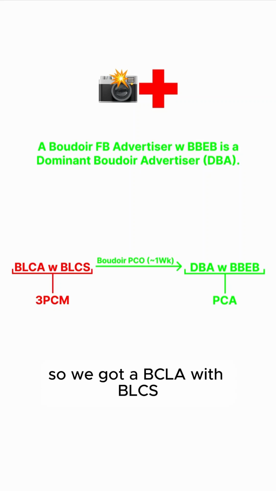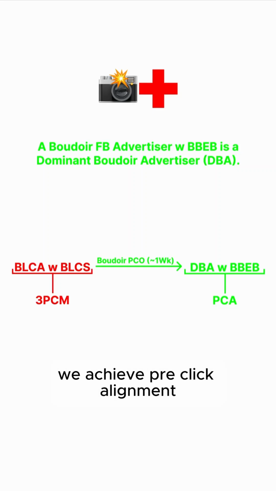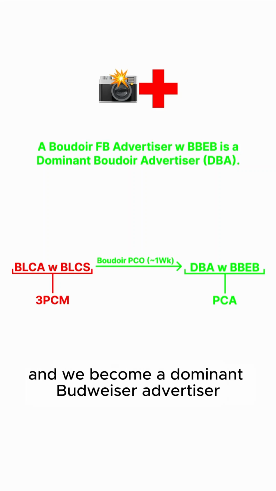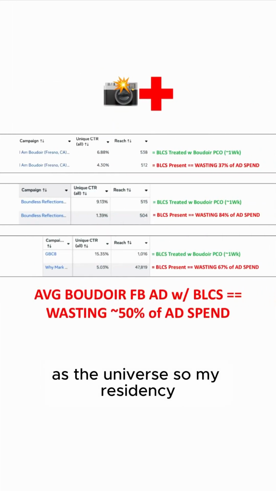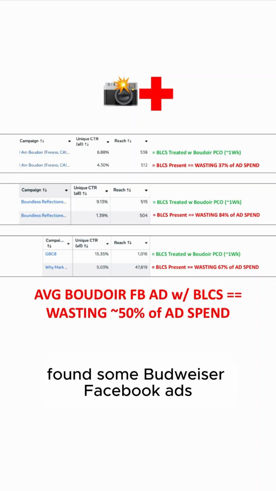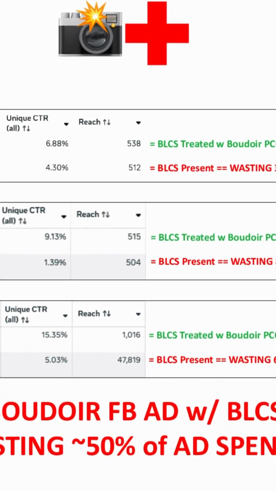So we've got a BLCA with BLCS caused by the 3 pre-click mistakes. We treat it with Boudoir PICO, takes about a week. We achieve pre-click alignment, and we become a dominant Boudoir advertiser with Boudoir brain entry boost. That's the universe. So in my residency, I went in, found some Boudoir Facebook ads, brought them back to the hospital, tested them, patched them up.